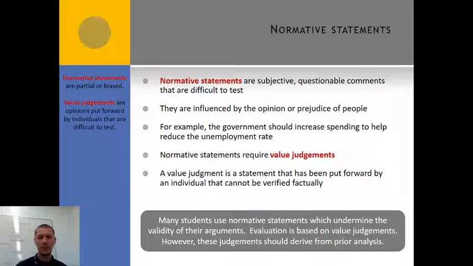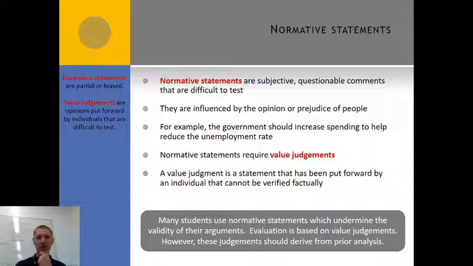So, for example, the third bullet point, the government should increase spending to help reduce the unemployment rate. Have a little think, what word makes that normative and not positive? The word is should. That's my opinion. The government should increase spending to help reduce the unemployment rate. If that sentence said the government are increasing spending to help reduce the unemployment rate, that then becomes positive because we can look online, we can prove that to be true.